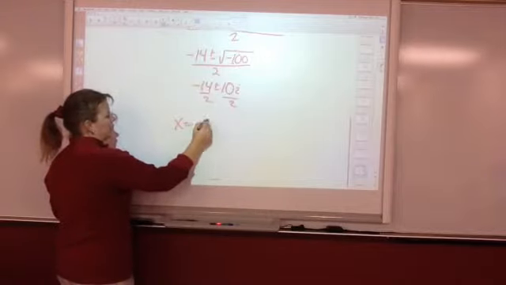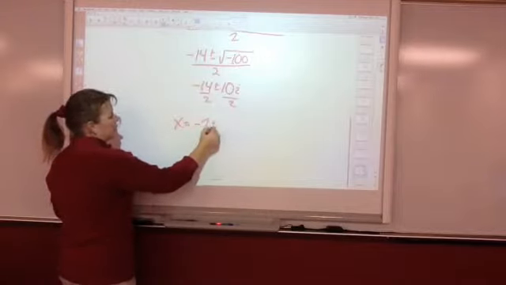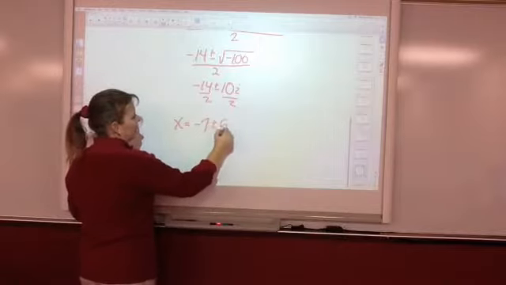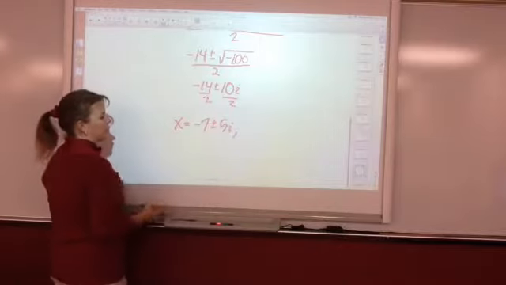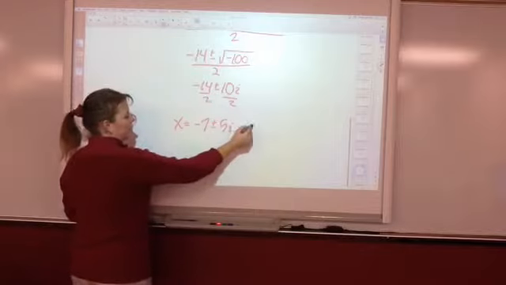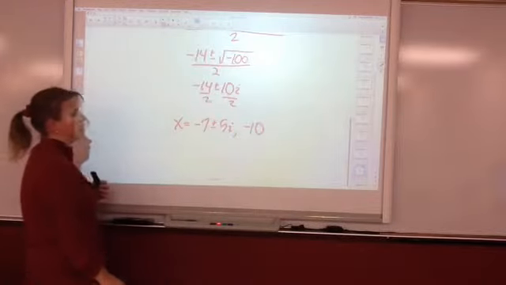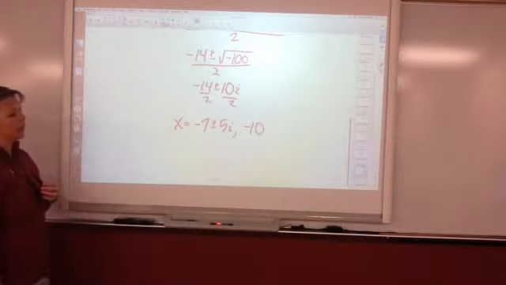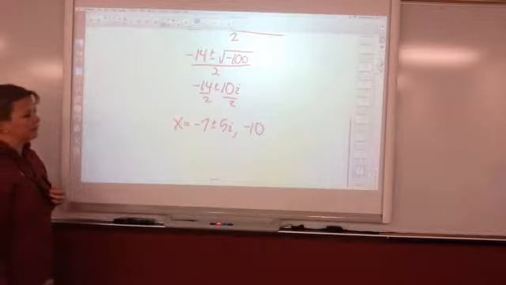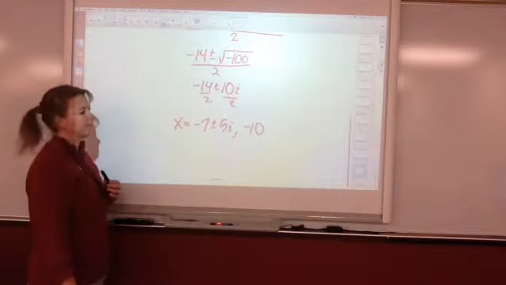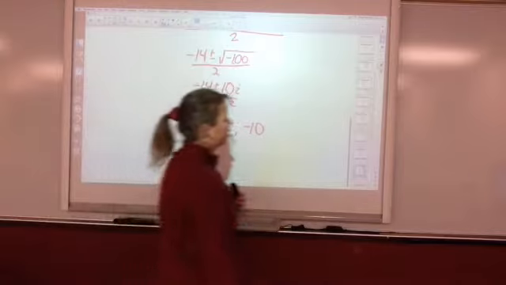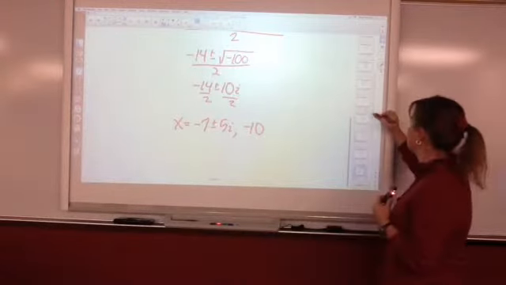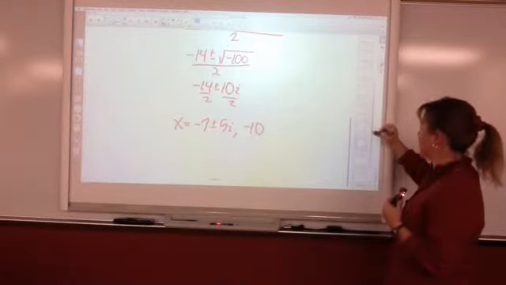X equals -7 plus or minus 5i. There's 2 different zeros. And don't forget the -10 that we found first on our graph as our other 0. A little bit more complicated to go by synthetic division, but it is an option for solving.